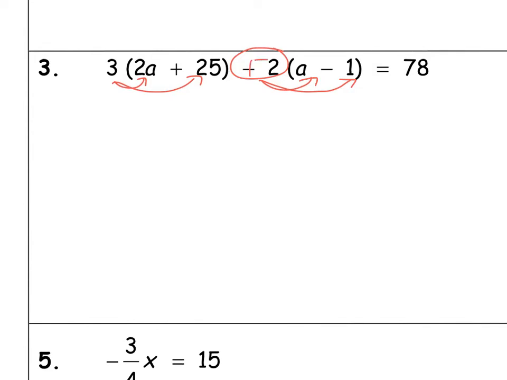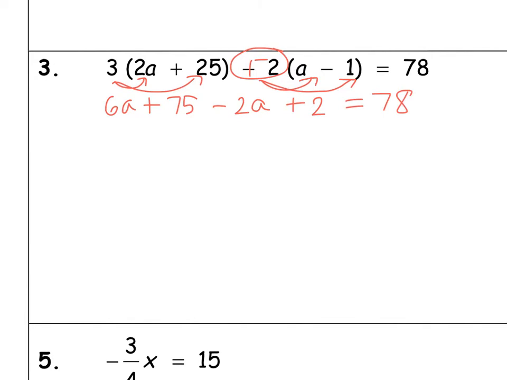So now as I distribute, 3 times 2a is 6a, 3 times 25 is 75, and so now I'm going to distribute my negative 2. So negative 2 times a is negative 2a, so I can write it as minus 2a, and then negative 2 times negative 1 is positive 2, and I bring down my equals 78. So the first step is to apply the distributive property.